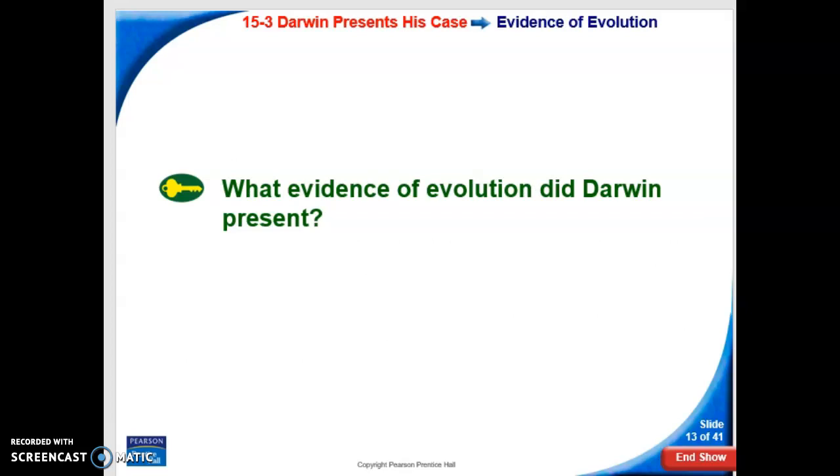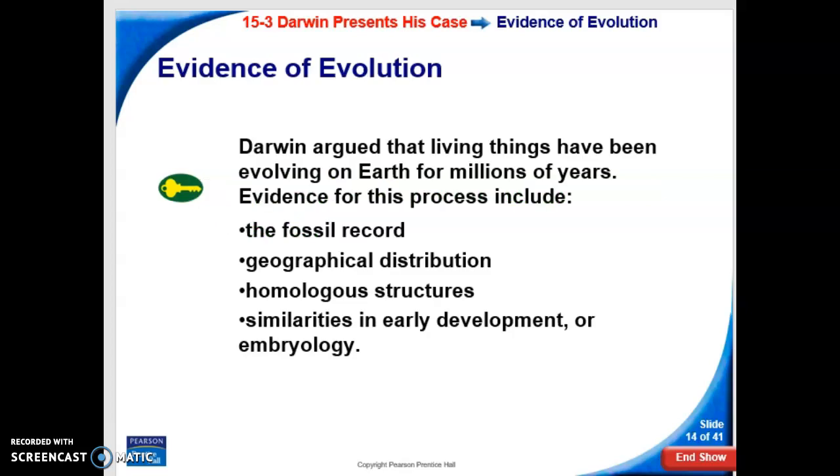Now, here is the evidence that Darwin presented for natural selection. The four that I'm going to talk about are: he used the fossil record as evidence, geographic distribution, so where they live, homologous body structures, and then we talk about similarities in embryology, or their early development. I'm going to go through each one of these.